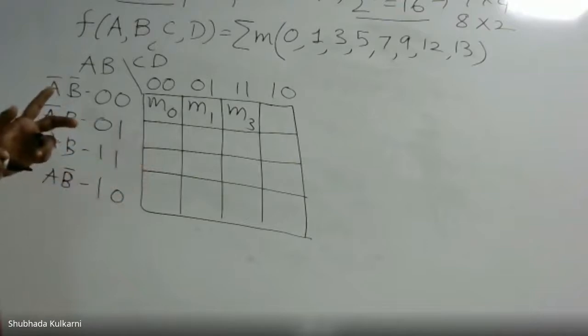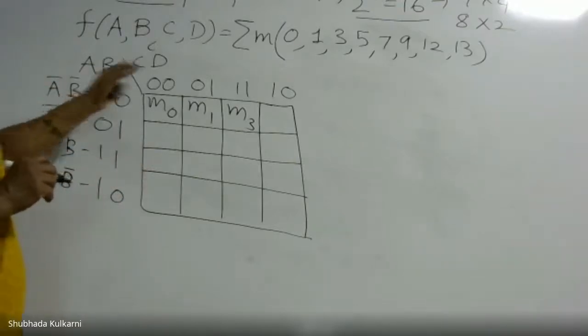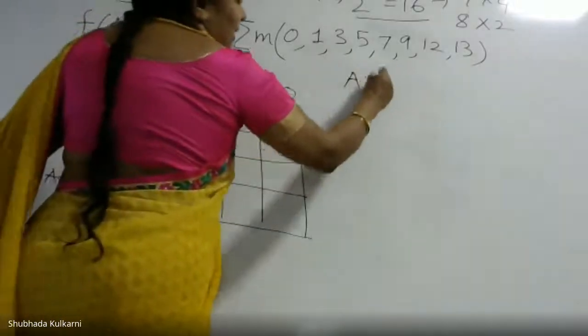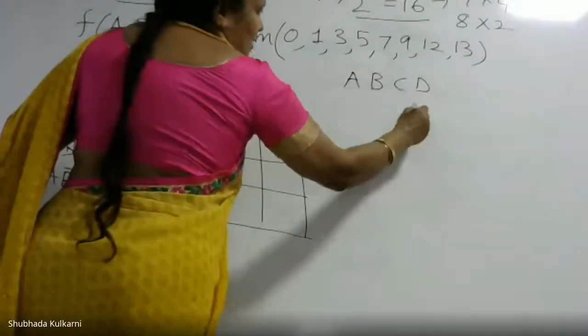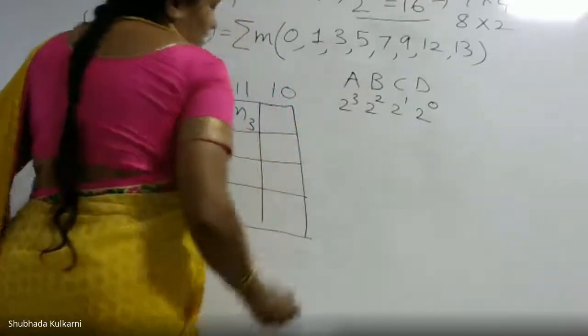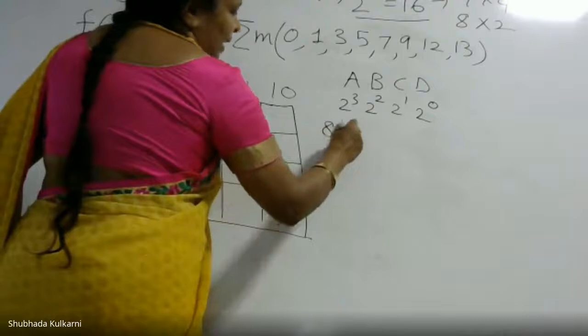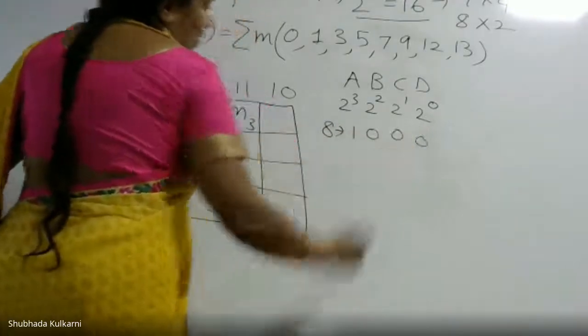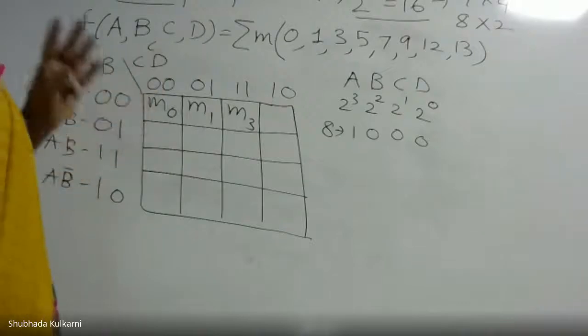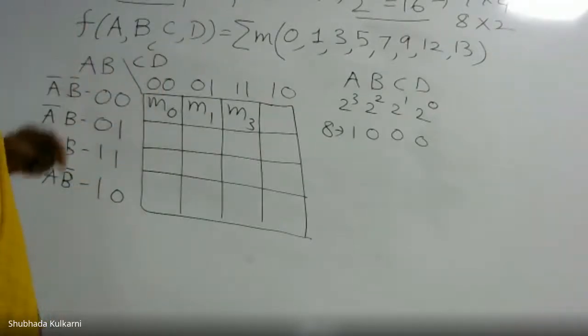Decimal to binary conversion. Because for 0 0 1 1, your variables will be A, B, C, D. D is 2 raised to 0, C is 2 raised to 1, B is 2 raised to 2, A is 2 raised to 3. For example, if I want to write 8, it is 1 0 0 0. So at all times we expect you to be thorough with decimal to binary conversion.